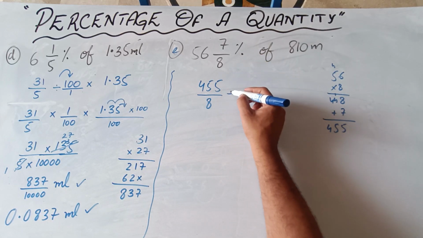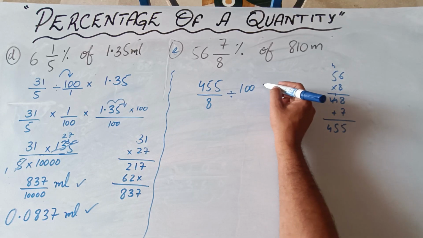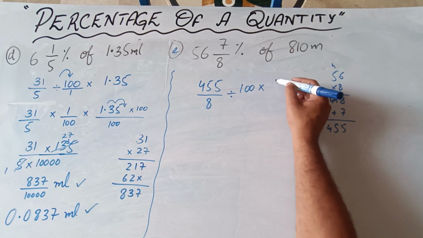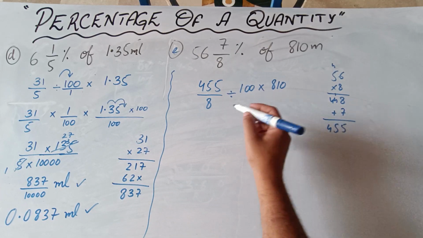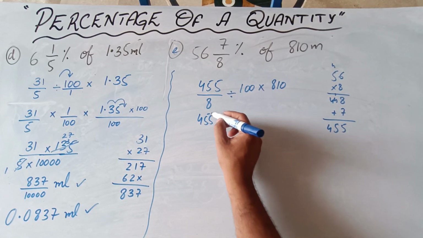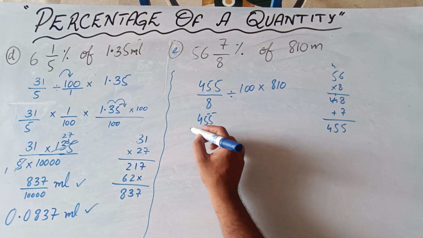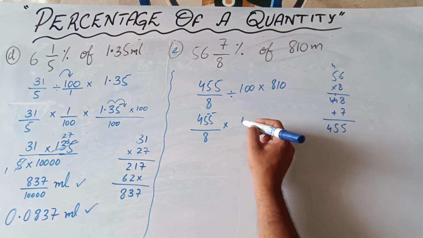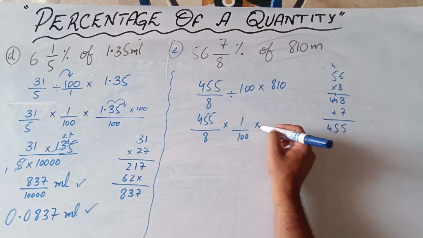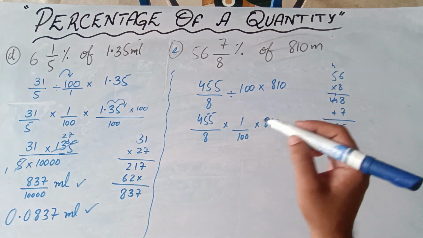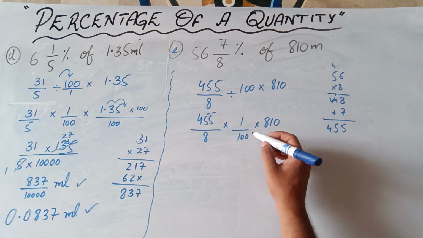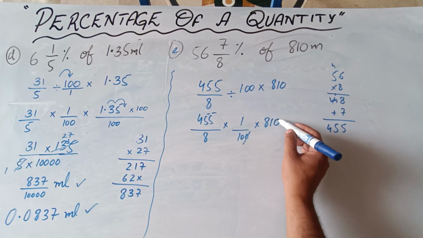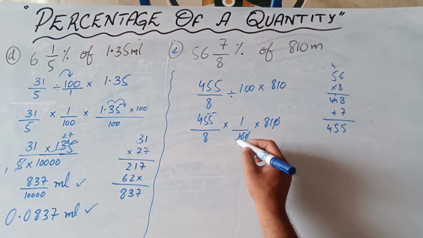Again, to remove this percentage sign, we will write divide by 100. Of means multiply by 810. Now let's do the reciprocaling. 455 upon 8 multiply by 1 upon 100 multiply by 810. Now there are a couple of ways to do the cancellation. 10 cancels out with 10. 5 times 2.